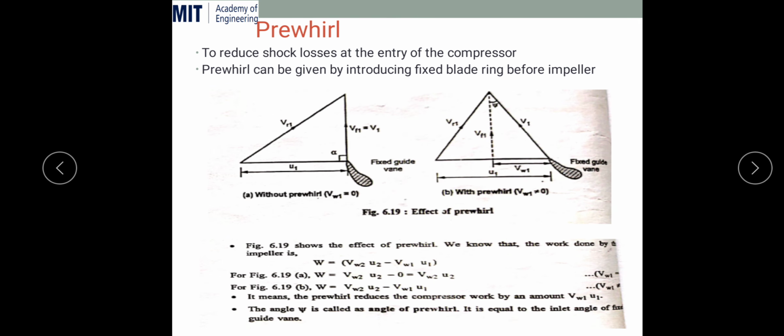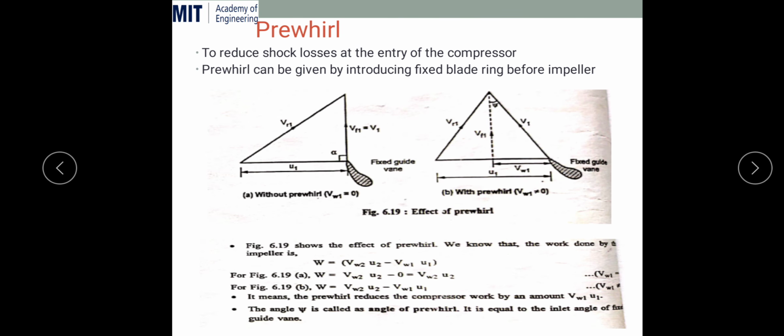So what is the effect of pre-whirl? We know that the work done by the impeller is VW2 U2 minus VW1 U1. Initially VW1 is equal to 0, so the initial work is VW2 U2 only. But now, from figure B, we can say the work is VW2 U2 minus VW1 U1, where VW1 is not equal to 0. It means that the pre-whirl reduces the compressor work by an amount of VW1 U1.